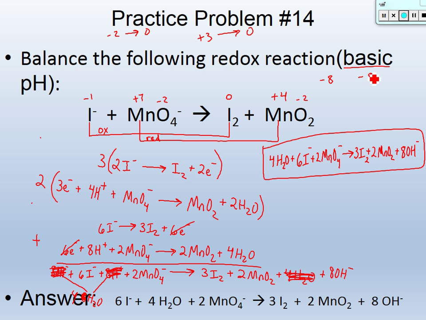So, a lot of work, I know, but it's almost exactly the same. Through step 6, it is the same. You just got one more step in basic solutions, and I think it's pretty easy.